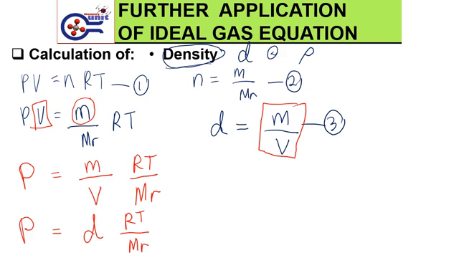Boleh? So, P is pressure, D is density, R is the ideal gas constant, the value is 0.08206 liter atm per mole per Kelvin. And then T is the temperature, Mr is the molar mass of the compound. Boleh? Okey, tulis ini nanti. Apa maksud setiap satu ini untuk kita senang guna. Boleh? Okey, next. Tengok contoh.